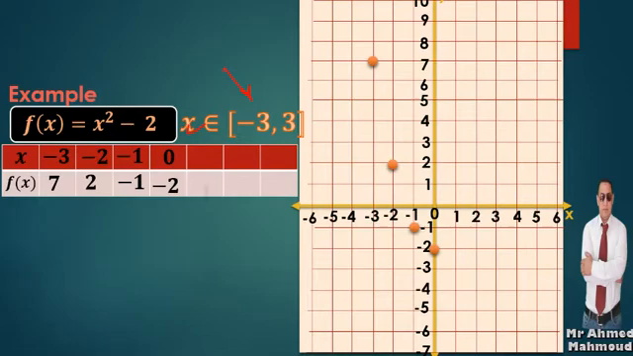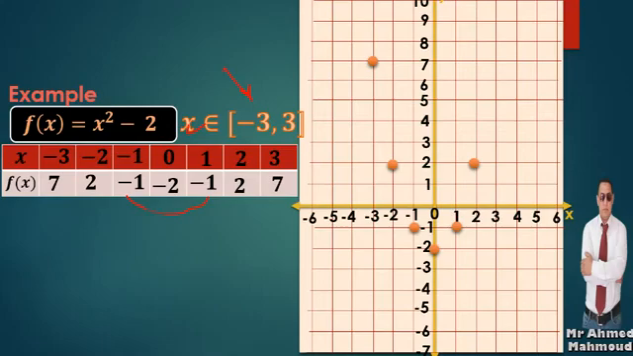And x equals 1. 1 minus 2 equals negative 1. You find here this one was repeated, 1 and negative 1. Okay, 1 and negative 1 will be here in this position. And then x equals 2. 2 to the power of 2 minus 2 equals 2. 2 and 2 will be here in this position. And at x equals 3, 3 to the power of 2 minus 2 equals 7.